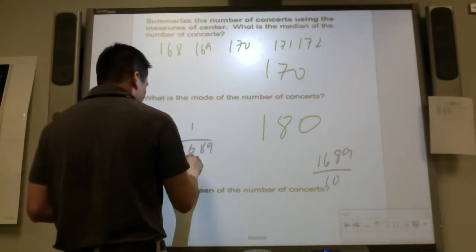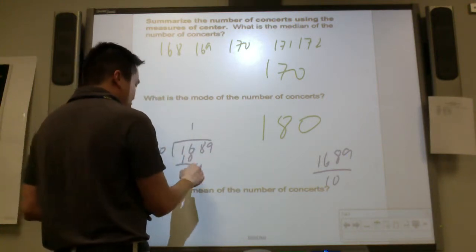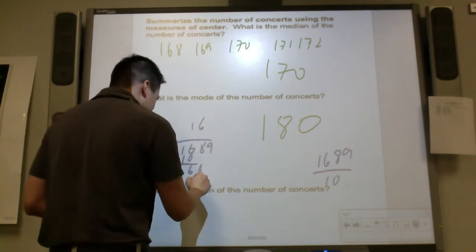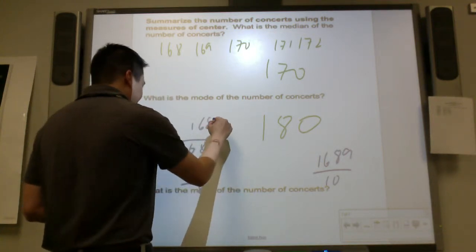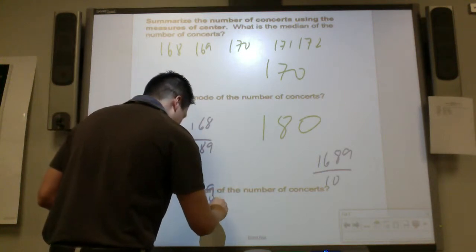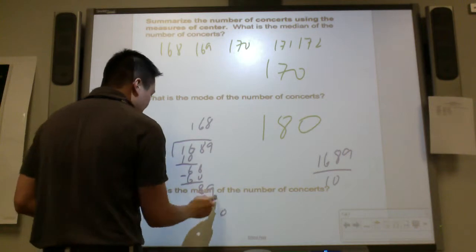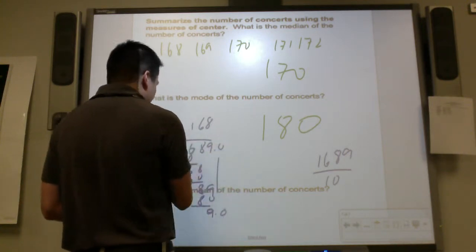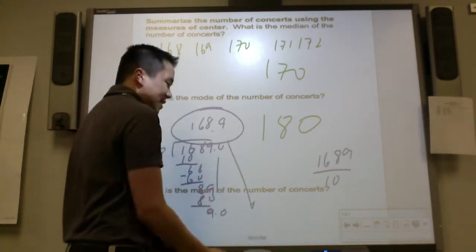So it goes in 1 time, 68. How many groups of 10 go into 68? 6 times. How many groups of 10 go into 89? 8 times. 9. How do I get rid of this remainder? Add a .0. Can 10 go into 90? Bring it down. Can 10 go into 90? 9 times. So 168.9 is the mean.